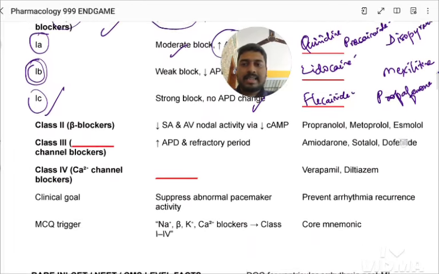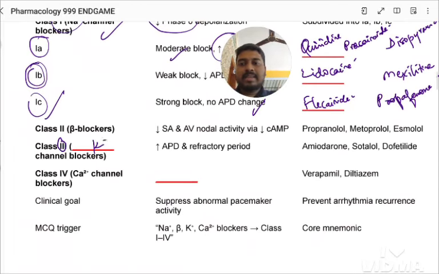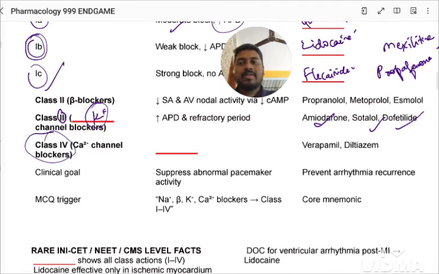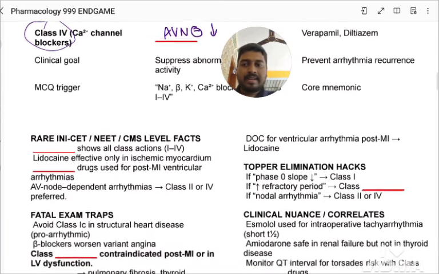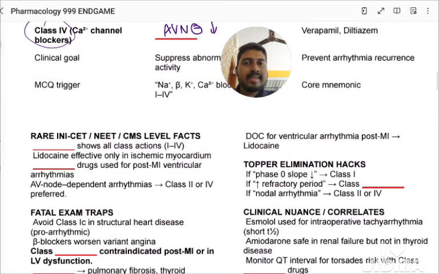Next, class 3 are what? Potassium channel acting drugs. We have amiodarone, sotalol and dofetilide. Class 4 we have calcium channel blockers which act on the AV node, so AV node conduction is delayed or inhibited. Next, which drug shows all class actions, that is 1 to 4? Yes, amiodarone. Amiodarone is a very important drug. Which class of drugs is used for post-MI ventricular arrhythmias? I told you post-MI, which means they have shorter action potential duration. Those are class 1B, lidocaine and mexiletine.